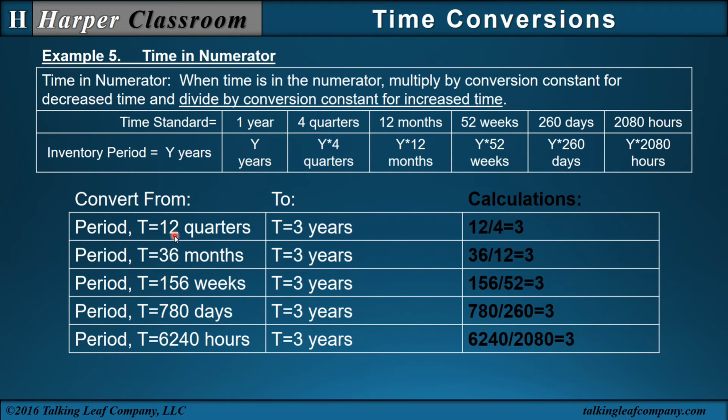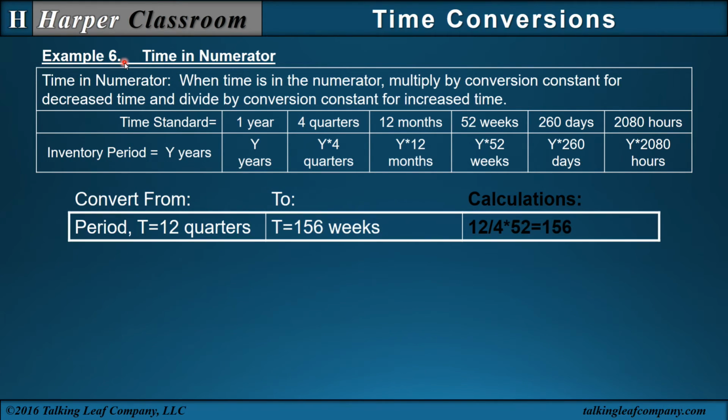So to convert 12 quarters to years, you divide by 4. 36 months to 3 years, divide by 12. 156 weeks to years, divide by 52. 780 days to years, divide by 260. And 6,240 hours to 3 years, divide by 2,080. Example 6. When time is in the numerator, we can combine these. To convert 12 quarters to weeks, we convert quarters to years by dividing by 4, and then years back down to weeks by multiplying by 52.